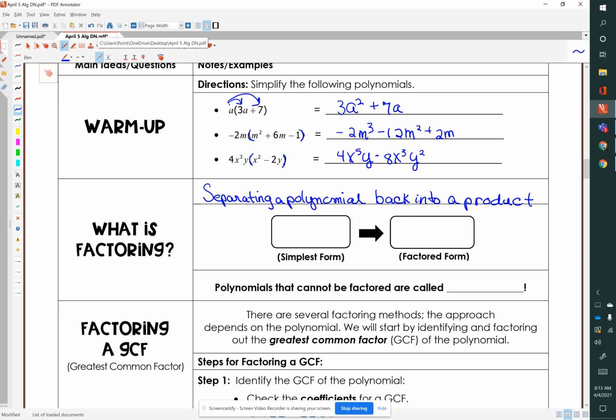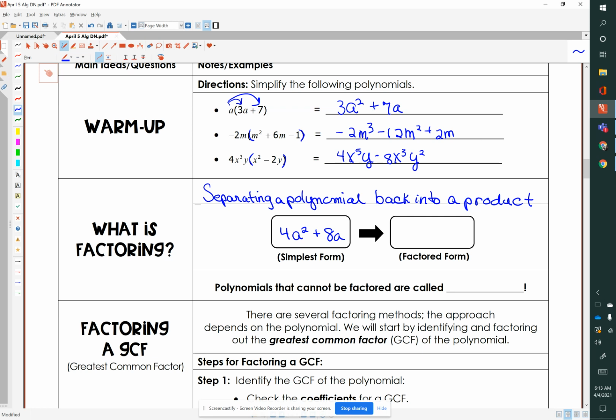Now, the simplest form of, let's say, for example, 4a squared plus 8a would be, we can't reduce that any further. Okay, we cannot combine a squared with a. They are not like terms. So that would be the simplest form of this particular expression.